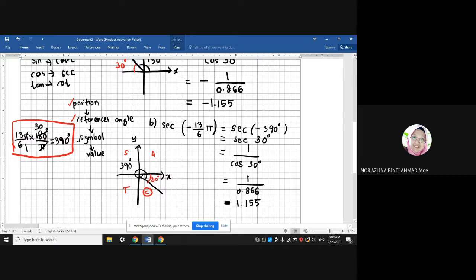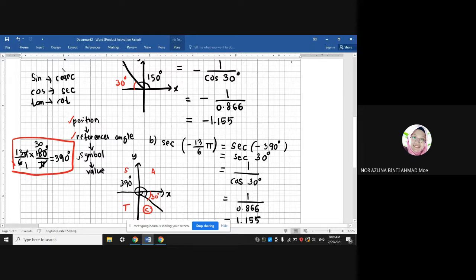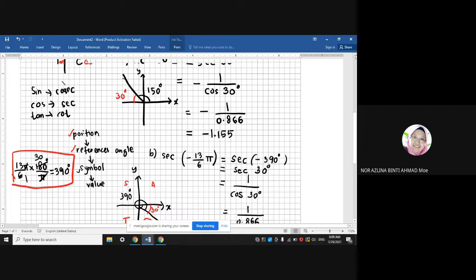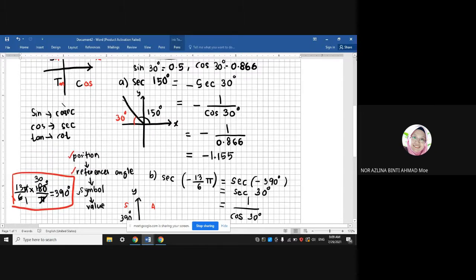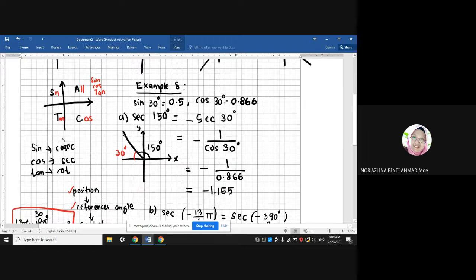Okay, sama macam tadi. First tadi kita nak kenal pasti kedudukan dia, position dia. Okay, 150. So yang ini pada kuadran yang kedua. Kemudian kita nak tentukan reference angle. Reference angle dia 30. Kemudian kita nak tahu simbol. Sebab secant 150 sama juga dengan secant 30. Tapi kita kena tengok simbol dia. Simbol dia positif ke negatif pada kuadran yang kedua. A. S. T. C. Okay. Secant 150 equal to secant 30.